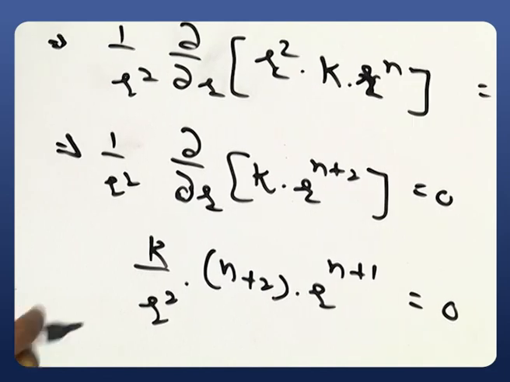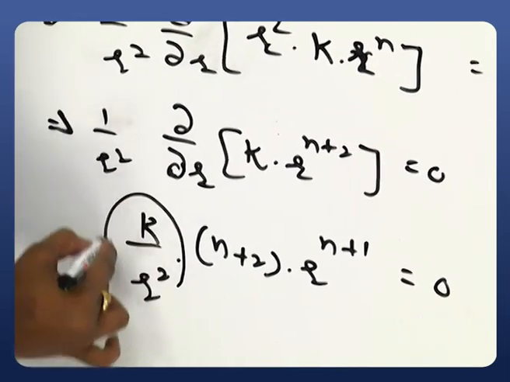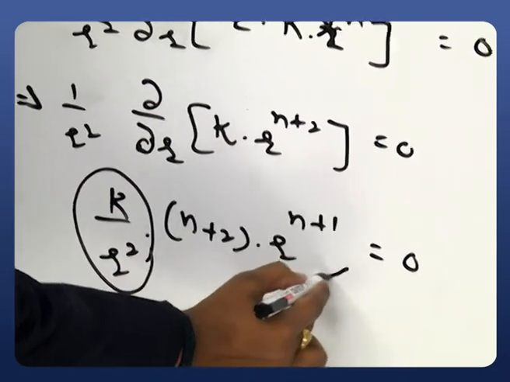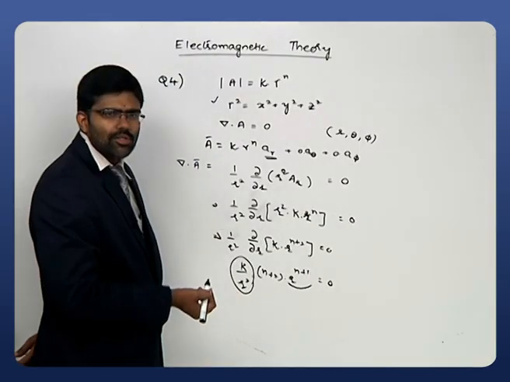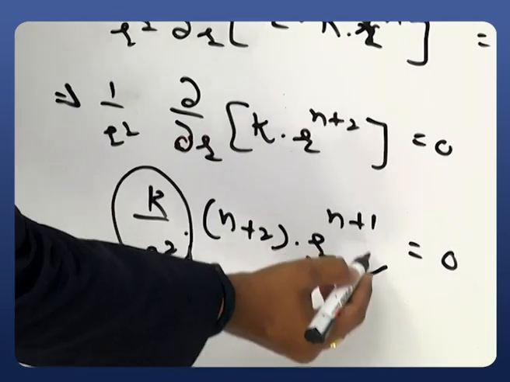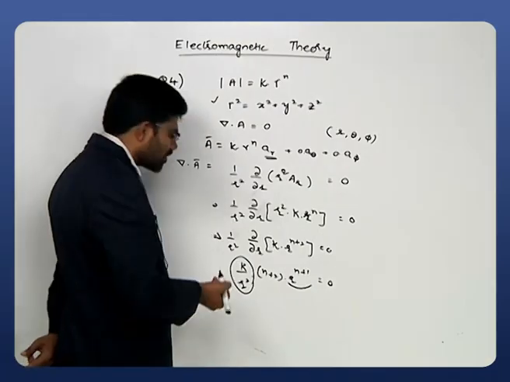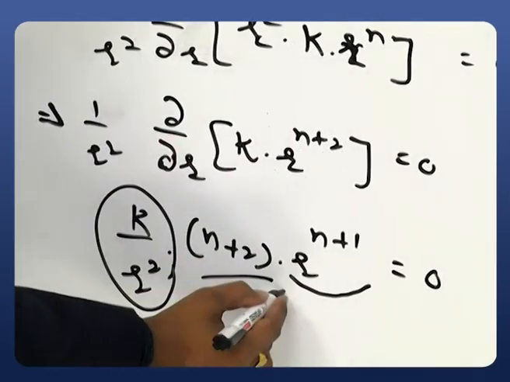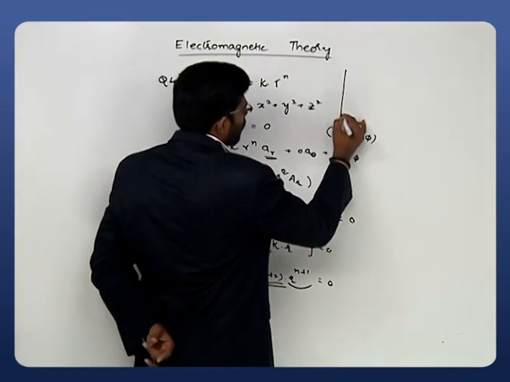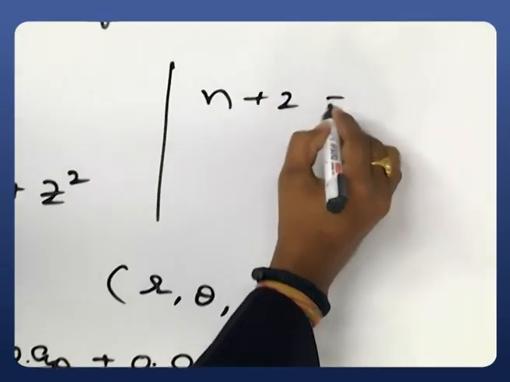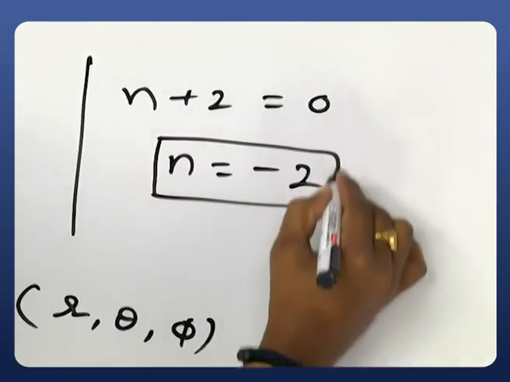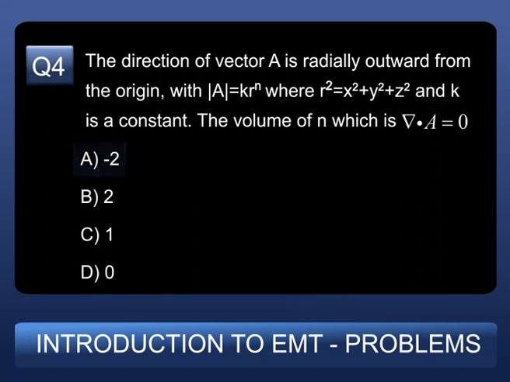If you examine this one, the radius term and the constant k, these two are not equal to 0, and since the radius is an arbitrary one, this is also not equal to 0. So r power n+1 is not equal to 0, k by r square is also not equal to 0. So obviously what we can say is the term n+2 is equal to 0. That is, n+2 equals 0 gives n equals minus 2. So this is the answer.